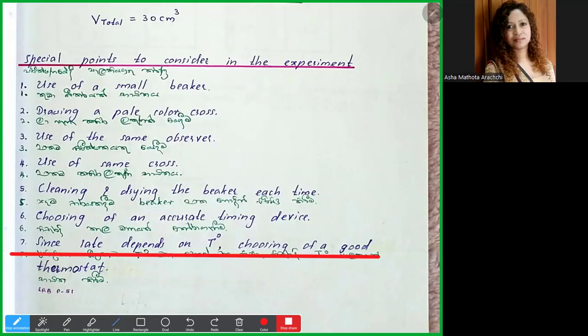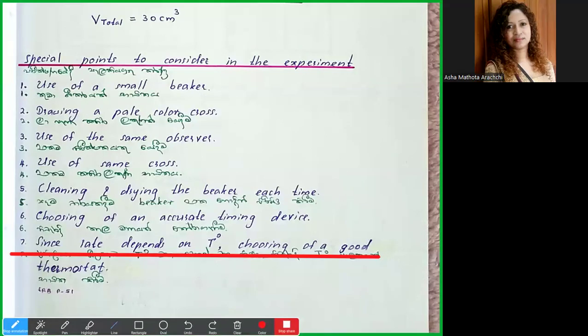Number 7, since rate depends on temperature, choosing of a good thermostat. Thermostat means to control the temperature.